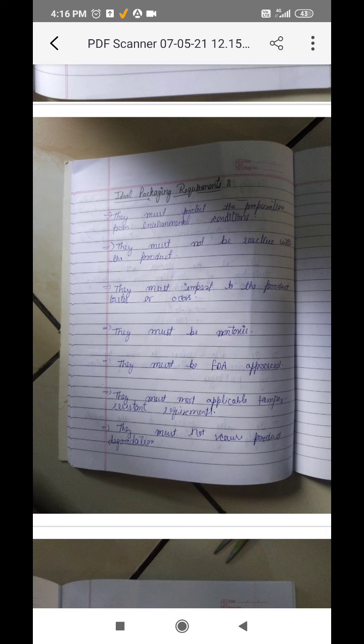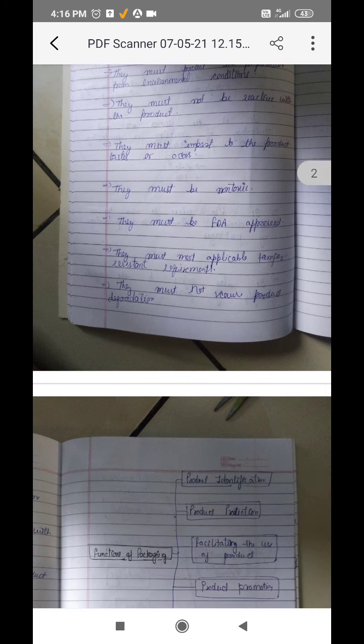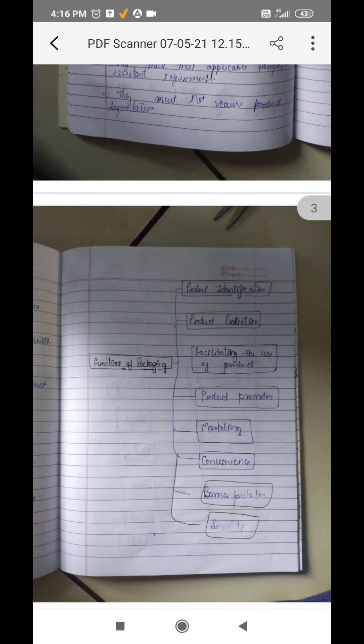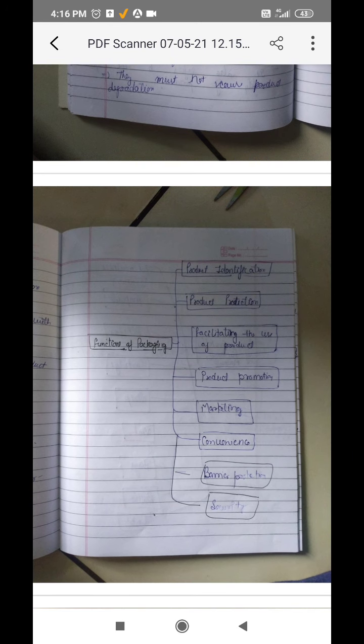so that it could not degrade our pharmaceutical preparation. Our next topic is functions of packaging material. In totality, we have 8 main functions of packaging. First one is product identification, next is product protection, next is facilitating the use of product, next is product promotion, then product marketing, convenience, barrier and security.